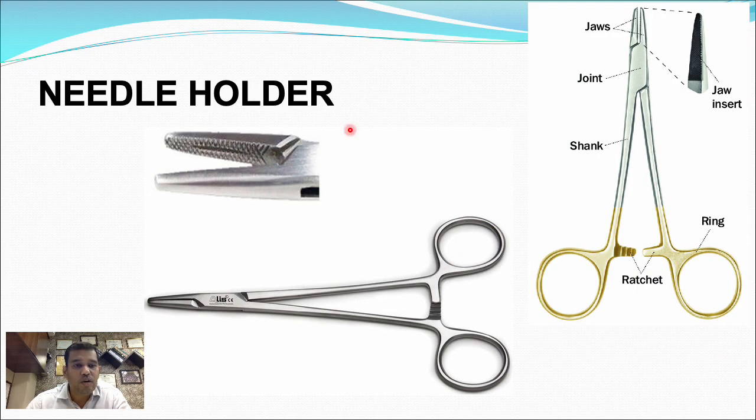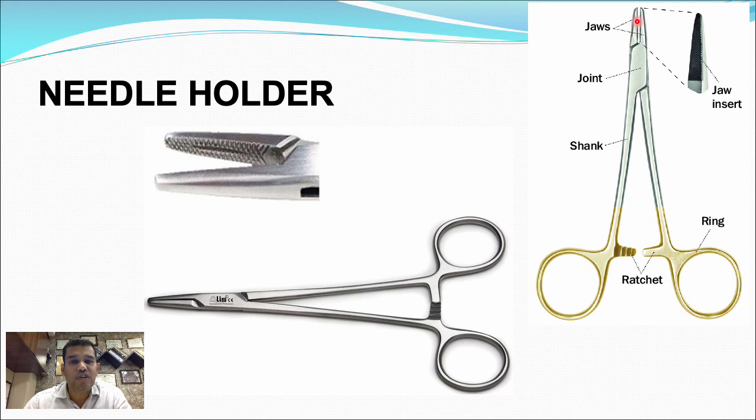Next is needle holder. What is a needle holder? Needle holder, as I already told you, this is the blade part, this is the joint, this is the shaft or the shank, finger bow, and the ratchet. The peculiarity of this instrument or a needle holder is it has very shorter blade as compared to the shaft length. So the blade is very short.